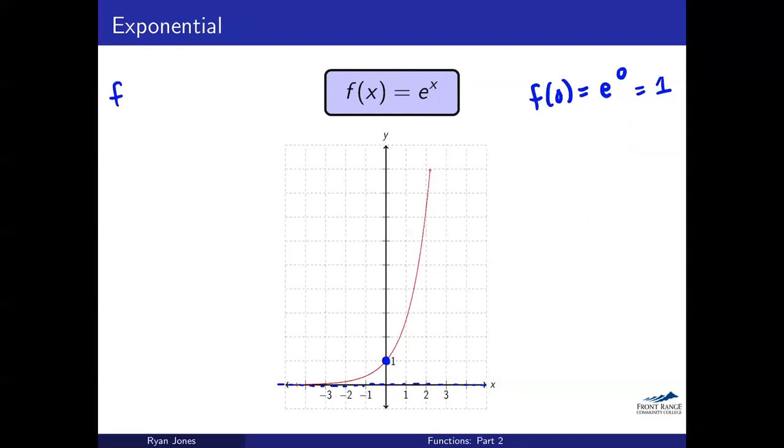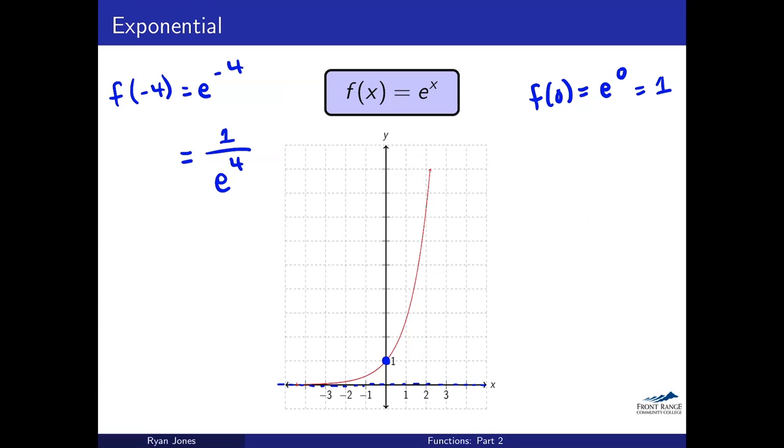Let's do an example. Let's plug in f of -4. If I do that, I get e to the -4. And remember, with a negative exponent, that's the same as 1 over the positive exponent. So this is the same as 1 over e to the 4th. And recall that e to the 4th is just 2.71 to the 4th.